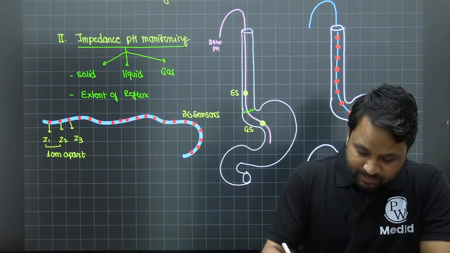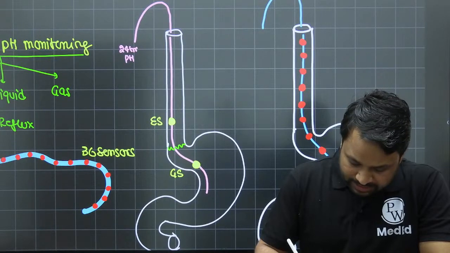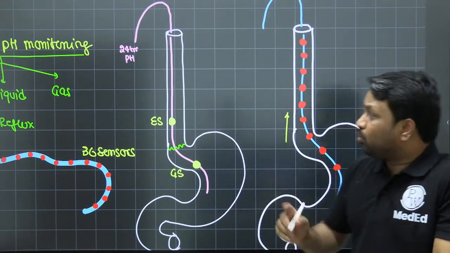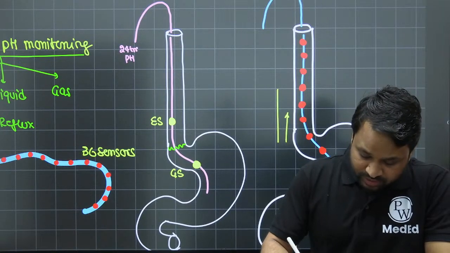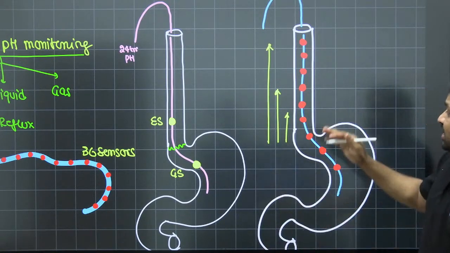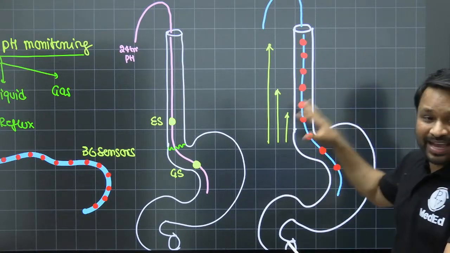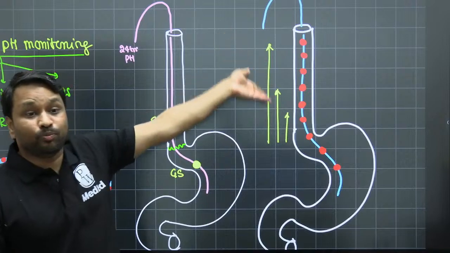So every time there's a reflux, as the reflux goes, I know what form of reflux it is: is it solid, liquid or gas? I also know the extent of the reflux. तो मुझे ये भी बताता है कि ये एयर है, गैस है, सॉलिड है, लिक्विड है, क्या है. On the other hand, it will also tell me कि कितनी ऊपर तक reflux कर रहा है.